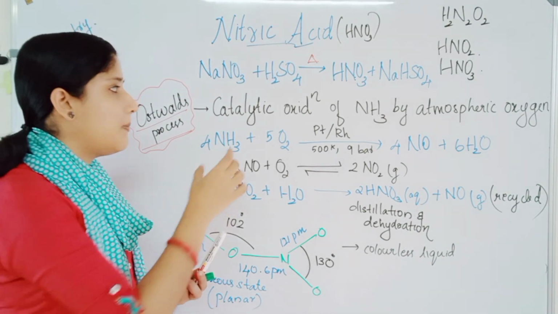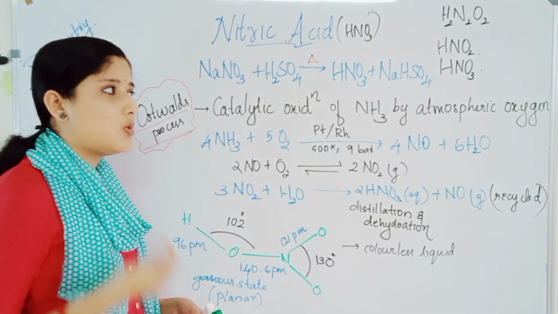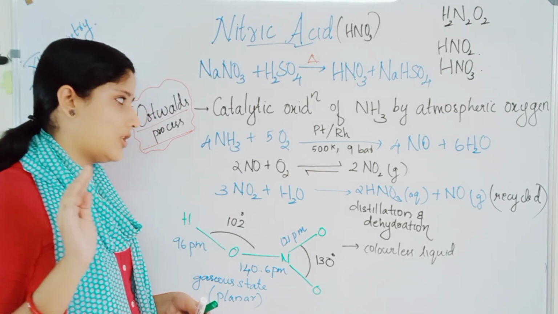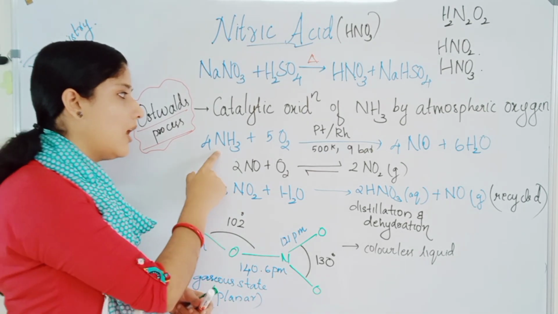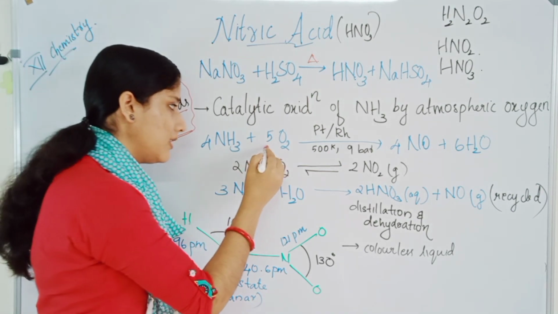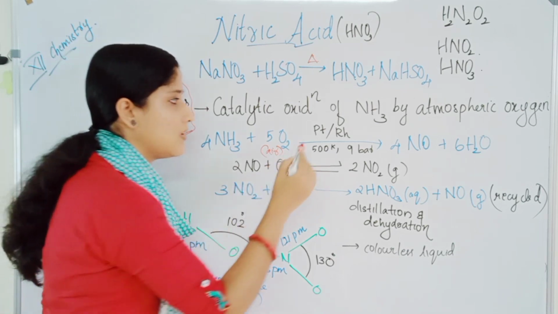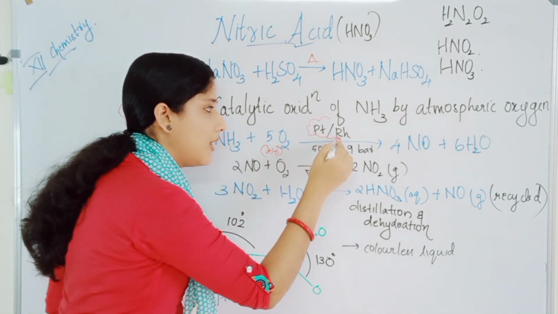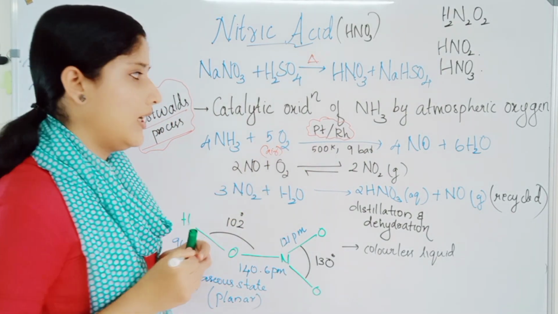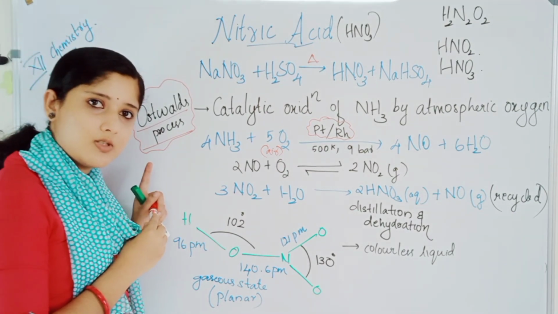In that, the first step is what? The catalytic oxidation of ammonia by atmospheric oxygen. Catalytic oxidation means a catalyst is used for the oxidation of ammonia. Ammonia reacts with oxygen, that is from air. And the catalyst used here, it is also important, is platinum or rhodium, Rh. Platinum or rhodium is used here as the catalyst in Ostwald's process. The catalyst used in Ostwald's process is what?